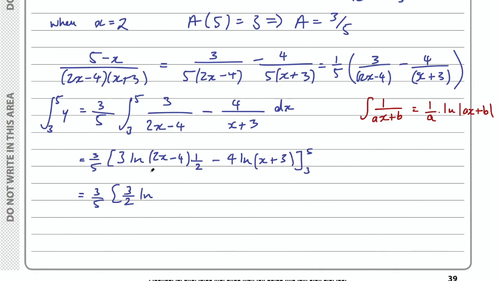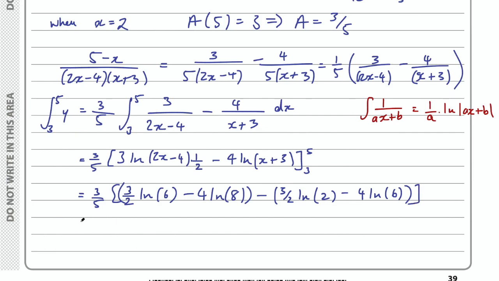And then I have the log of 2 times 5 is 10, take 4 is 6. And then we've got 4 log 5 plus 3 is 8. Okay, so that's the first. That's plugging in 5, and then I need to subtract when I enter in 3. So we'll have, again, 3 on 2 log of 2 times 3 is 6, take 4 is 2. And then subtract 4 log of 3 plus 3 is 6. Okay, so that's my second term there.